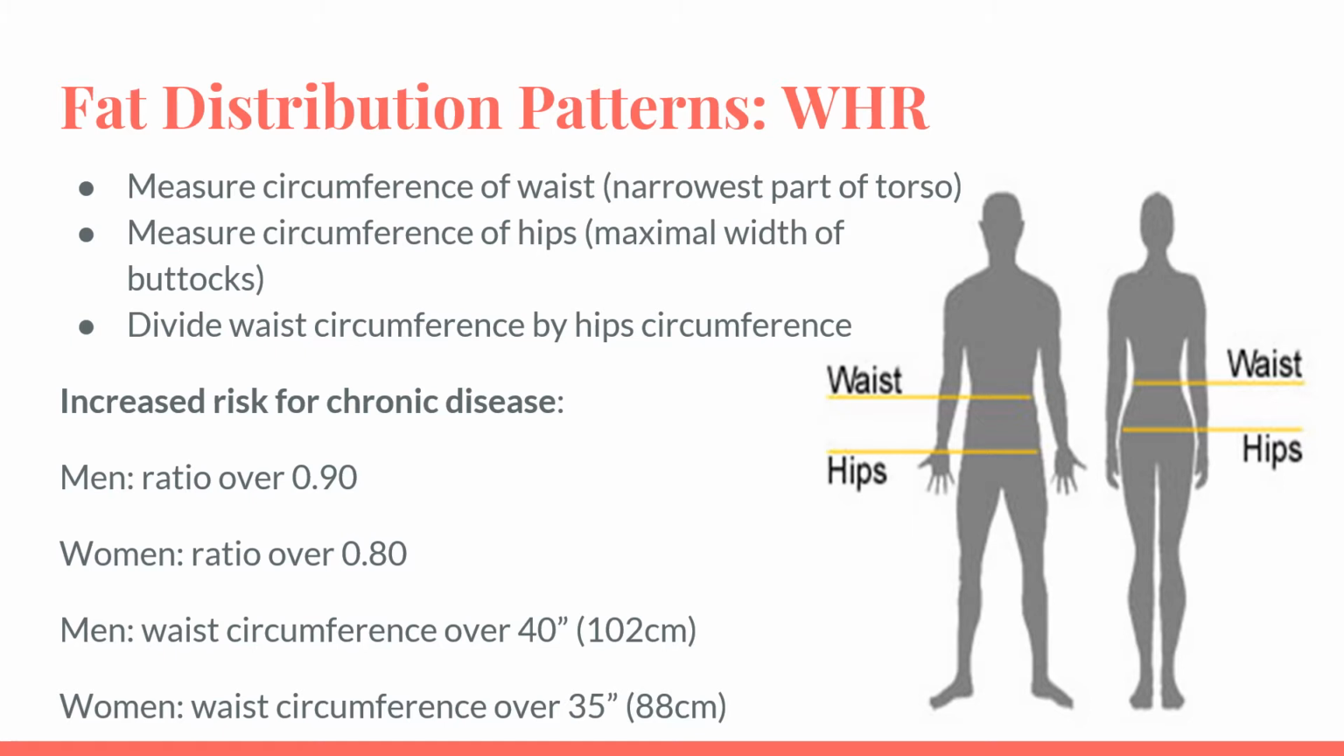And then you could simply just measure waist circumference without measuring hips. So a waist circumference over 40 inches for men and over 35 inches for women is considered increased risk for chronic disease. Now the reason for measuring this, I'll go to the next slide to explain.